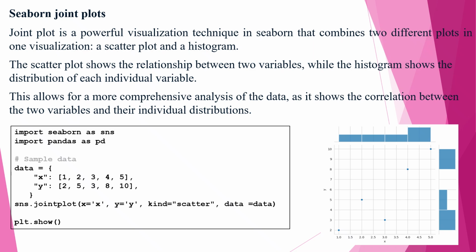A joint plot in Seaborn is used to combine two types of visualizations into a single view, typically a scatter plot and histograms. The central scatter plot shows relationships between two variables, helping to identify patterns or correlations. At the same time, the histograms on the top and side display the distribution of each variable individually. This gives a more complete understanding of the data by showing both the relationship and distribution together. In the example, the sns.jointplot function is used with kind set to scatter to create this combined visualization. Finally, plt.show is used to display this plot.